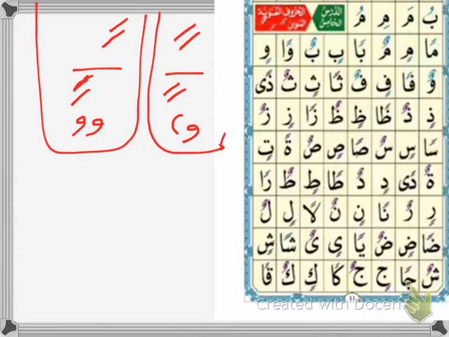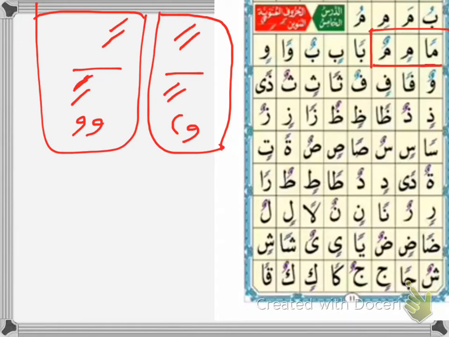This is how it's going to be throughout the book when we break words, and we'll get to know why we have them this way or this way. First, we're going to do this. The ميم.